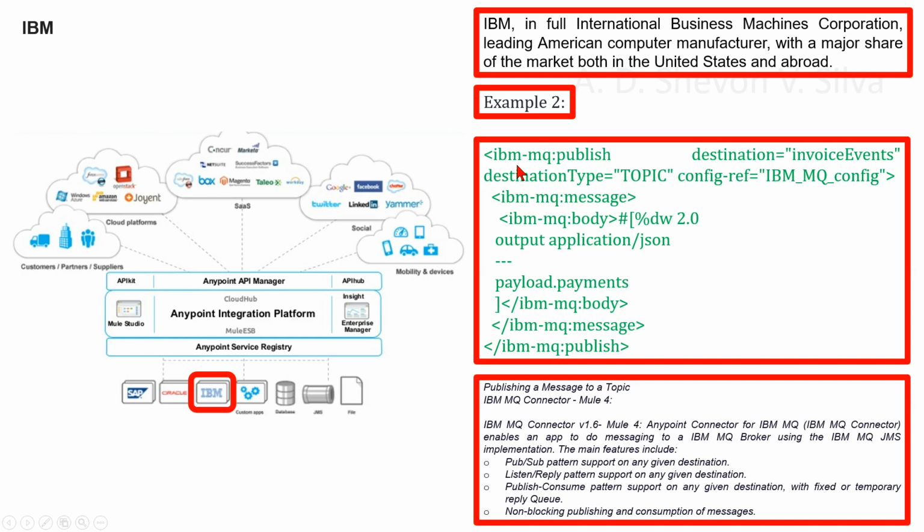The main features include pub sub pattern support on the given destination, listen reply pattern support for any given destination, publish consume pattern support for any given destination with fixed and temporary reply queue, non-blocking publishing and consumption of messages.